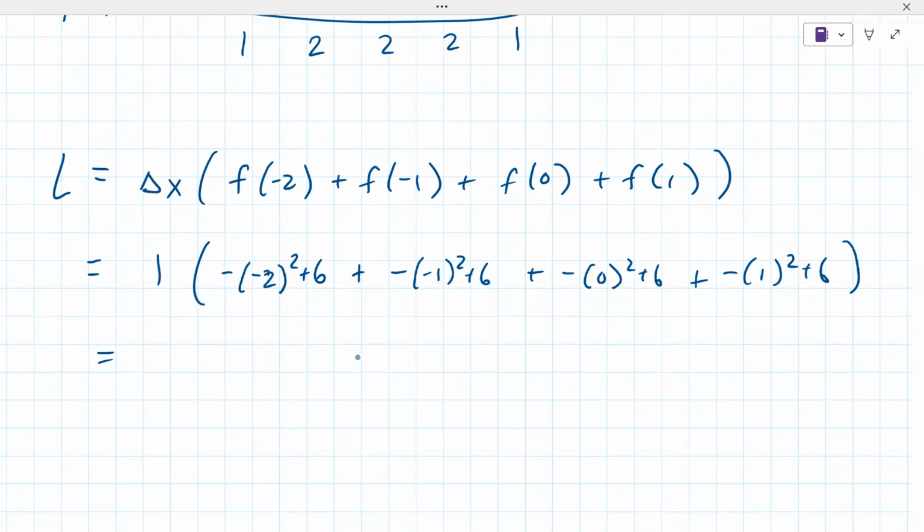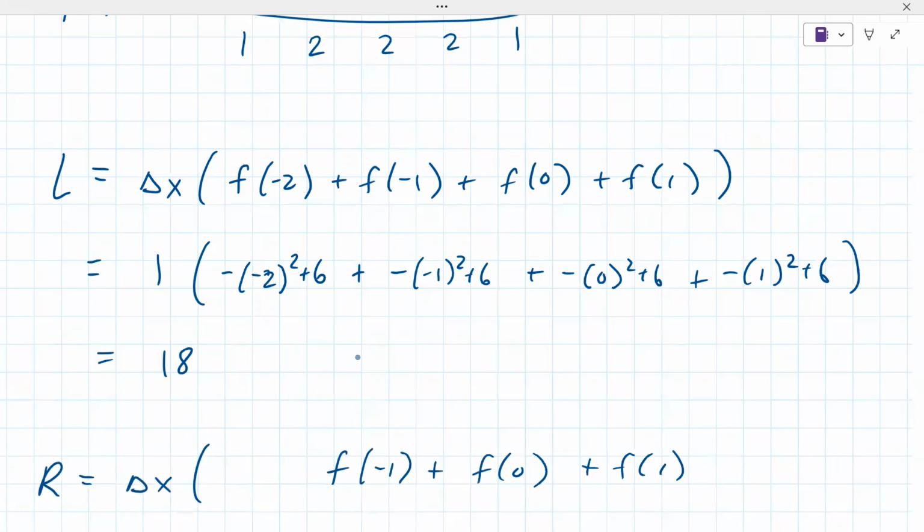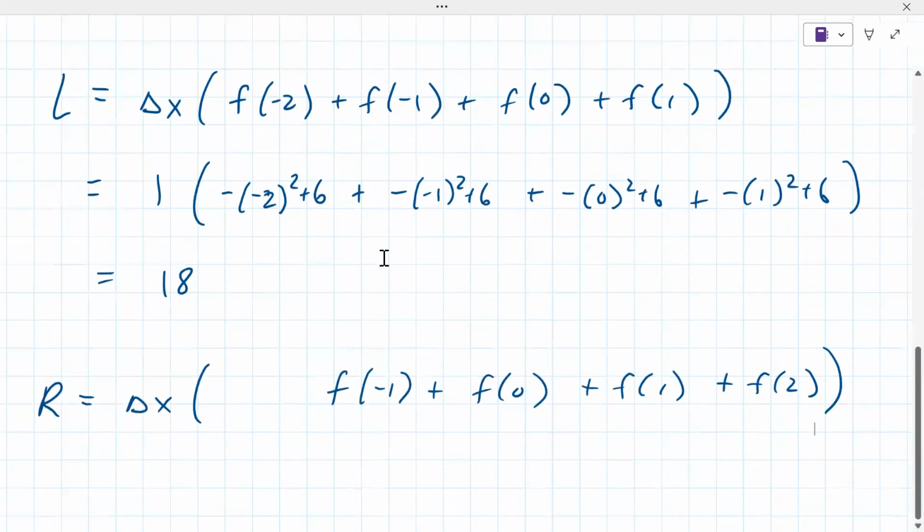-2, -1. So I believe you get 18. That makes a lot more sense, because in class I was like, how am I getting a number at the end? Yeah. So the right one, it's delta x times f of -1, f of 0, f of 1, and f of 2. And you're reusing a lot of these. You don't have to recompute them. If you're careful about how you do it, you can just grab the numbers.